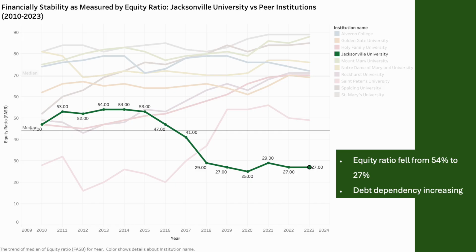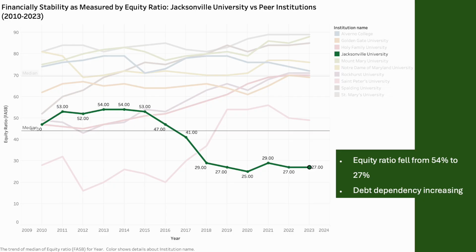A declining equity ratio means JU is becoming more dependent on debt to finance operations and improvements. This creates financial risk, especially if interest rates rise or if enrollment numbers fall, and during times of market volatility, like we are experiencing now. It also limits JU's ability to respond to unexpected financial challenges. Even though enrollment growth has kept tuition revenue strong, JU's long-term financial health is weakening beneath the surface. Keep this in mind when thinking about why JU launched a new Future Focus initiative.